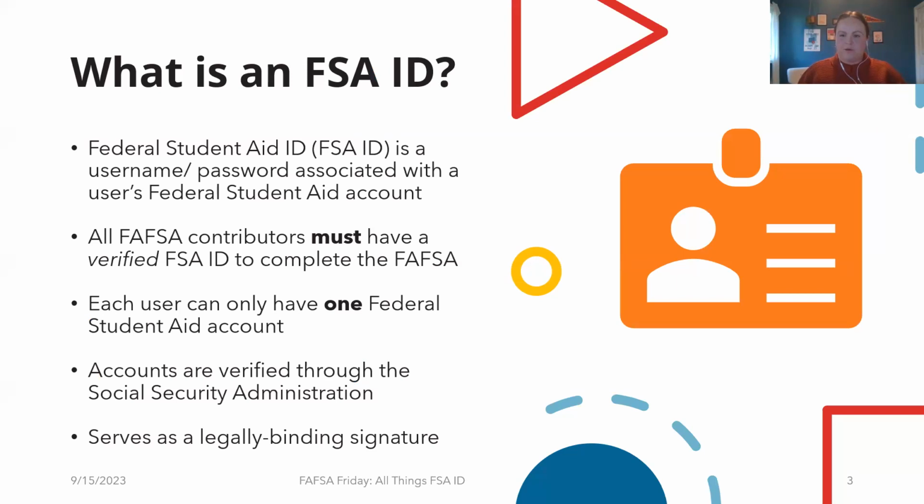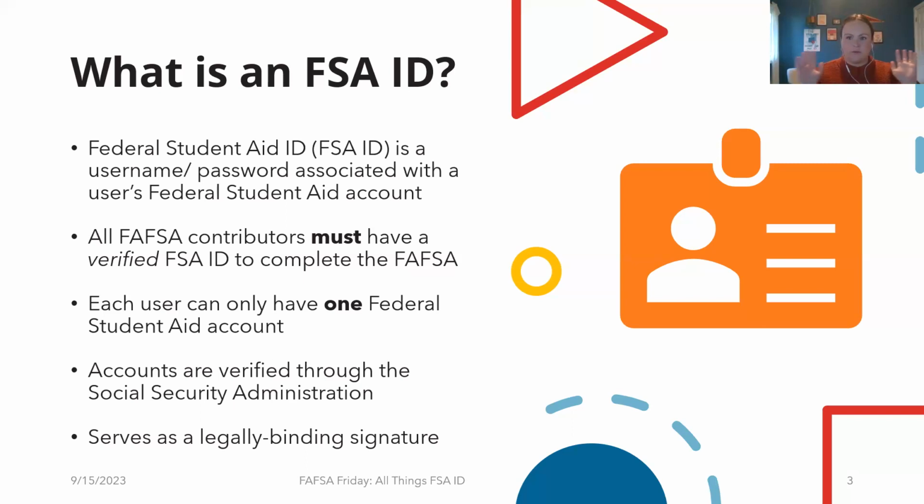So let's start first with what is an FSA ID. An FSA ID, or a Federal Student Aid ID, is the username and password that's associated with someone's Federal Student Aid account. Something that is a little bit new this year, and that we're going to dive a little deeper into, is that all contributors on a FAFSA must have a verified FSA ID. This means that anyone who is contributing information to a FAFSA as of the 24-25 FAFSA year must have this verified account set up with Federal Student Aid.